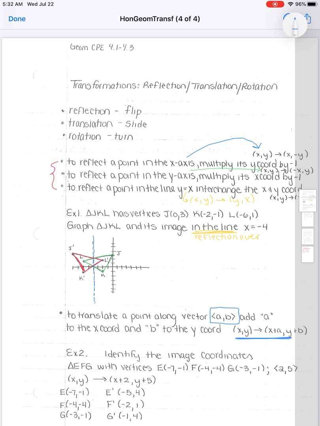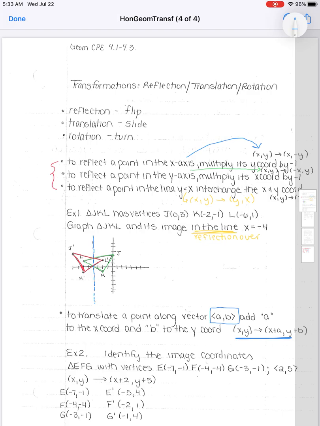So type 2 now is a translation. It says to translate a point along a vector, because you always translate a vector <A, B>, and this is what a vector now looks like with these little pointy brackets. You're basically adding the A value to the x coordinate and the B value to the y coordinate. So here's your rule right here. I think translation's the easiest. And we're going to focus just on the map aspect of it instead of focusing on the graphing.